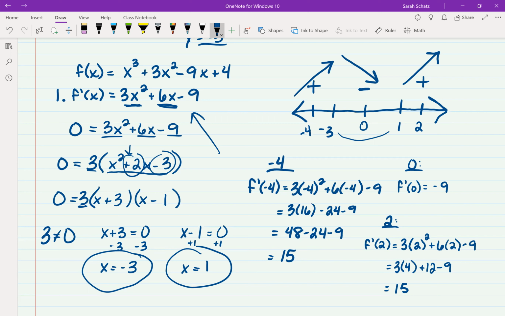So remember, once you actually do this and you put all this information on your number line, you have enough information to answer most of the questions. So let's remember what the questions are.